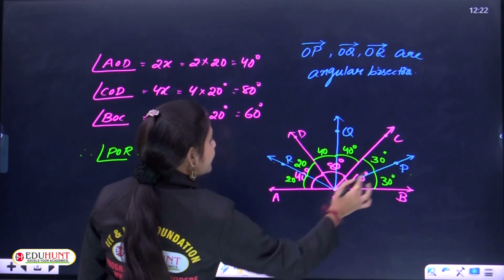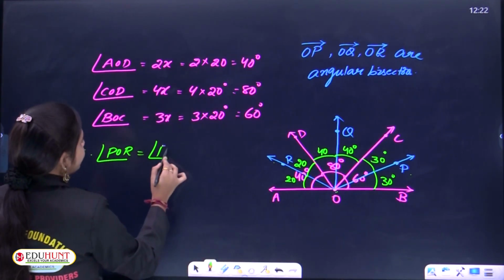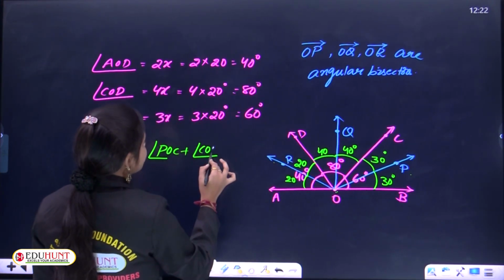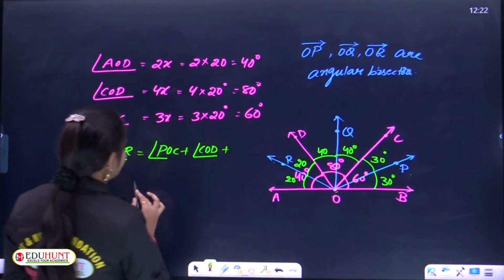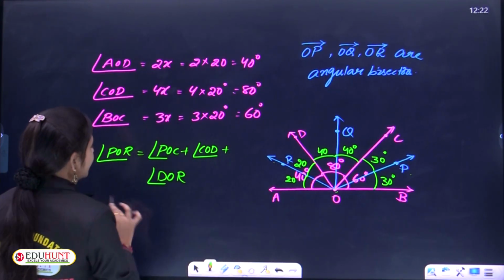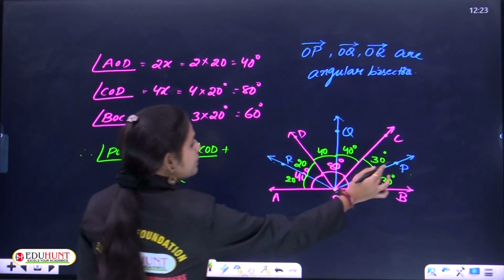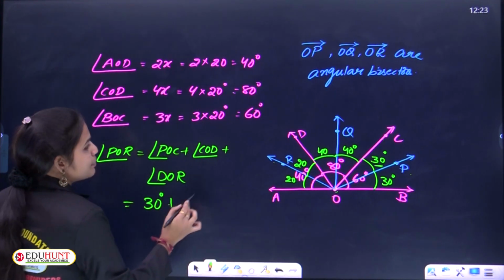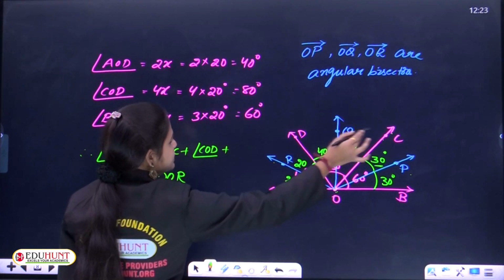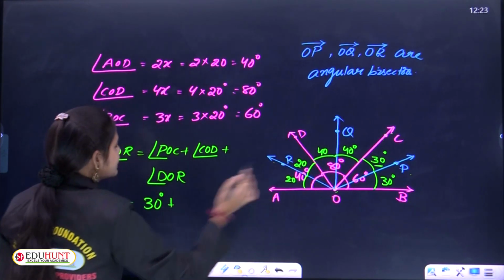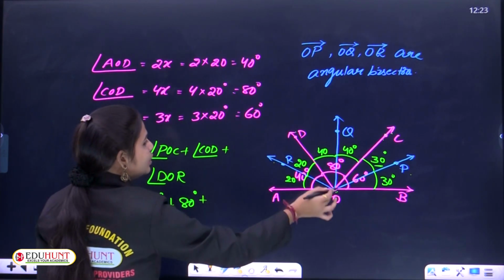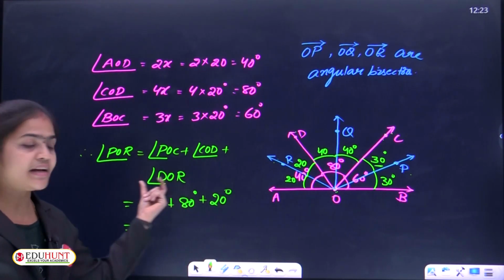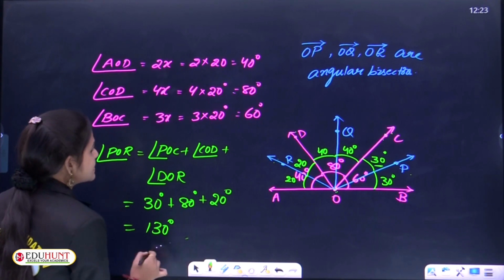Now here, see angle POC. Next, angle COD plus angle DOR. This is equal to angle POC, which is equal to 30 degrees, plus angle COD. This is the total part, no? That's why we take the total part COD, that is 80 degrees, plus DOR, which is equal to 20 degrees. Finally, 80 plus 20 is 100, 100 plus 30 is 130 degrees.